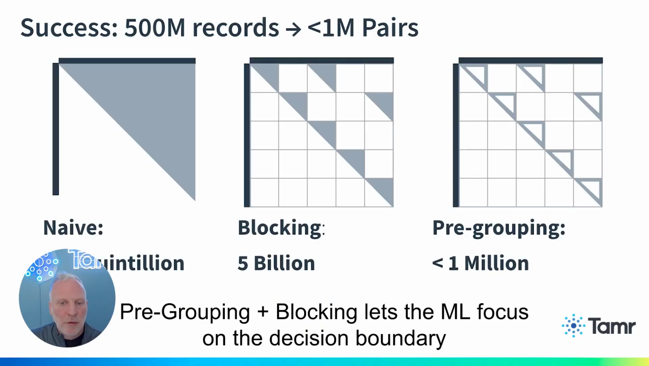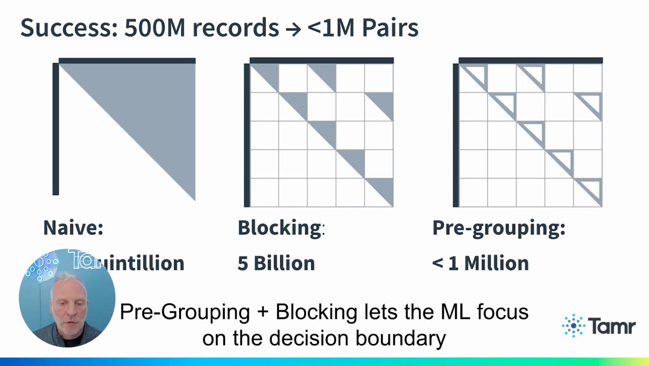In our example of performing entity resolution on the entire population of the United States, we started with 500 million records. Naively, that will produce 250 quintillion pairs. With blocking, we're able to reduce that to 5 billion pairs. Still large, but practical. You can actually process that in a day rather than 100 million years. With the addition of pre-grouping, we reduce the number of pairs to under 1 million. Not 1 billion, not 100 million, not 10 million, but under 1 million.